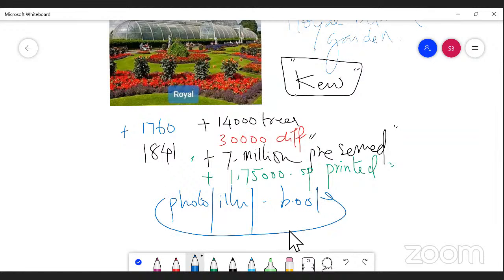Books and different catalogs are also available regarding the Royal Botanical Garden, because I might say this is the largest herbarium in the world. The Royal Botanical Garden is the largest herbarium in the world, right? Which of the following is known as the largest herbarium? That is the question, right? So if it is asked, you get to understand.